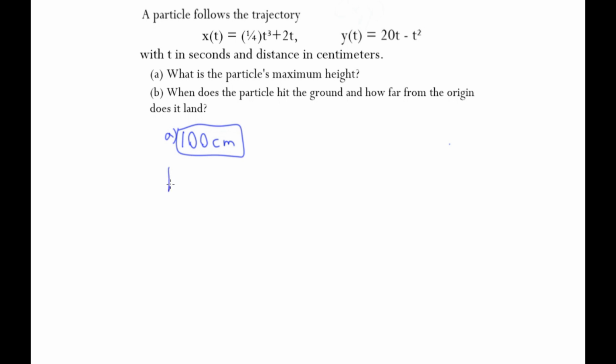Okay, and now part B. When does the particle hit the ground and how far from the origin does it land? Basically, this question is also two parts. They're asking when it hits the ground and how far. To figure out when it hits the ground, you'll notice that our y is going to have to be 0 because it hits the ground when there's no more height.